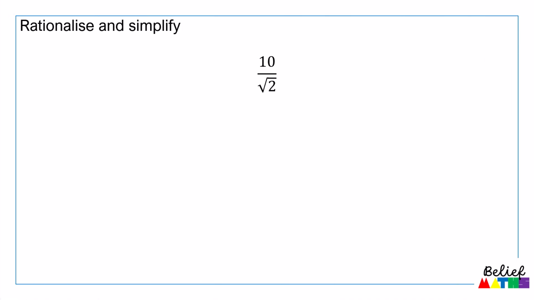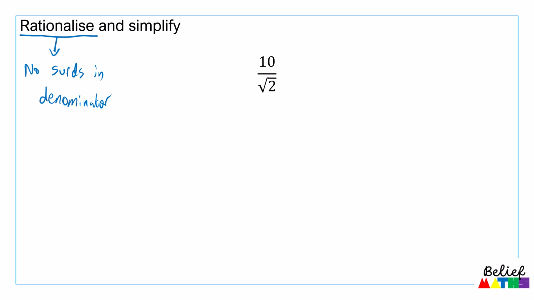Now this question asks us to rationalize and simplify 10 over root 2. If you don't know what rationalize means, it's worth spending some time looking it up and figuring out what it means. In a very simple sense, in surds, rationalizing the denominator means no surds in the denominator. A surd is what we call an irrational number. To rationalize means just to get rid of that surd on the bottom.